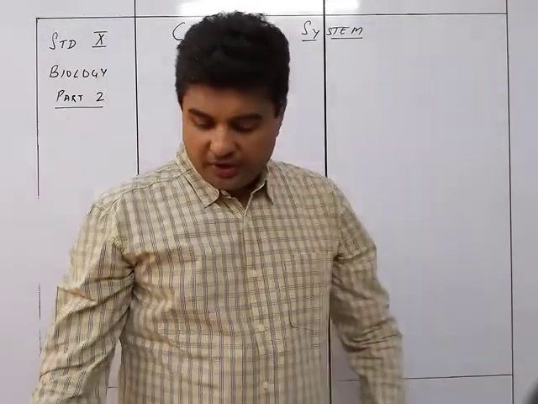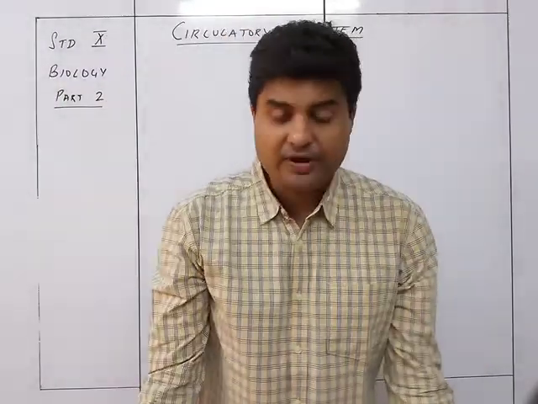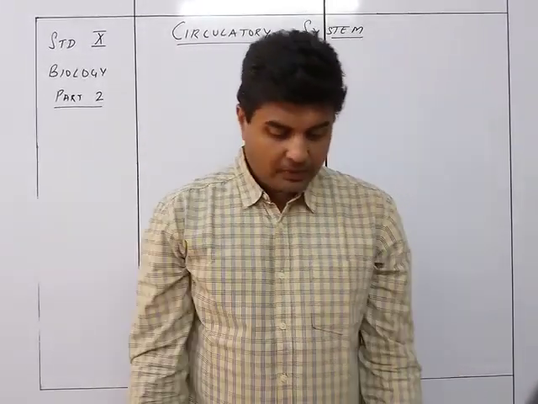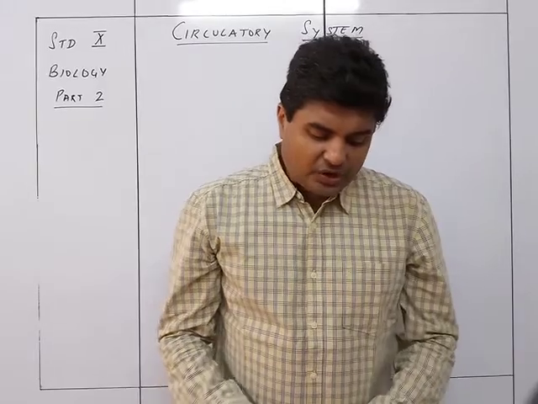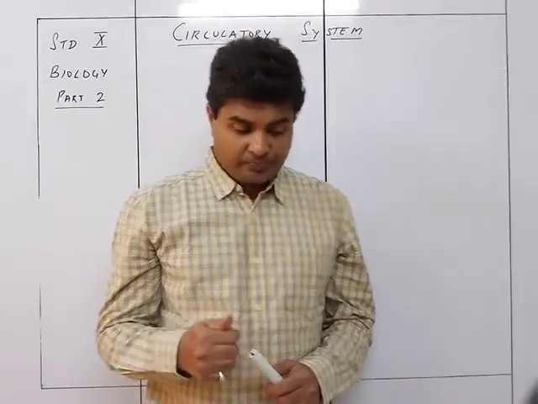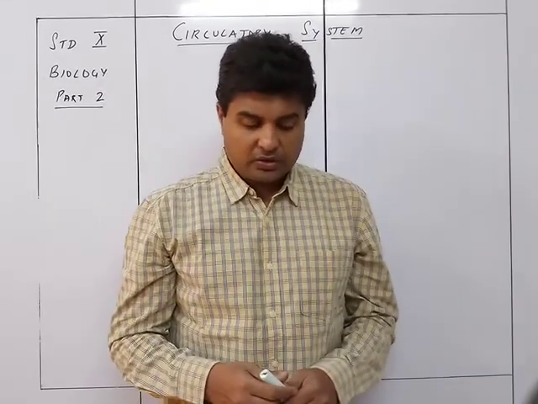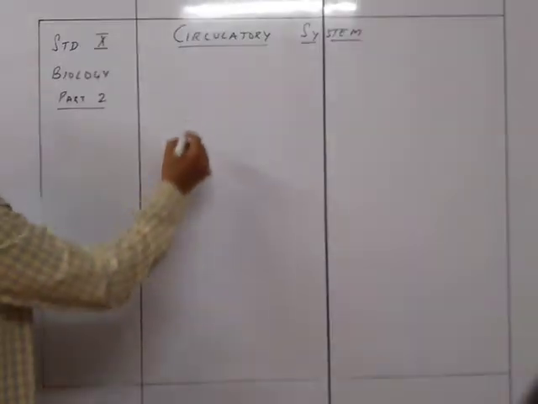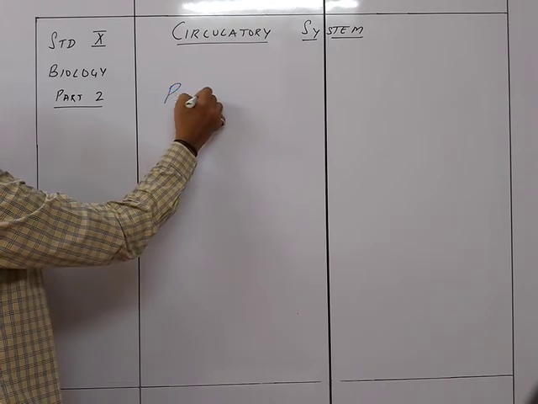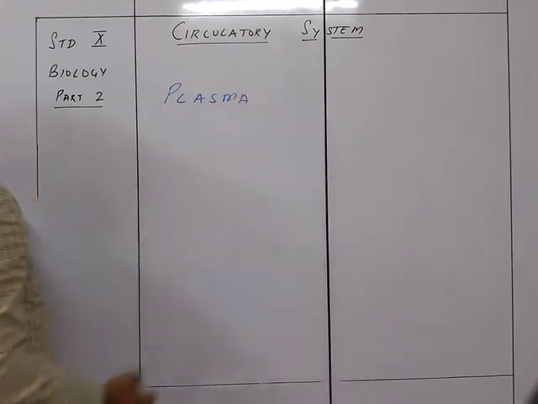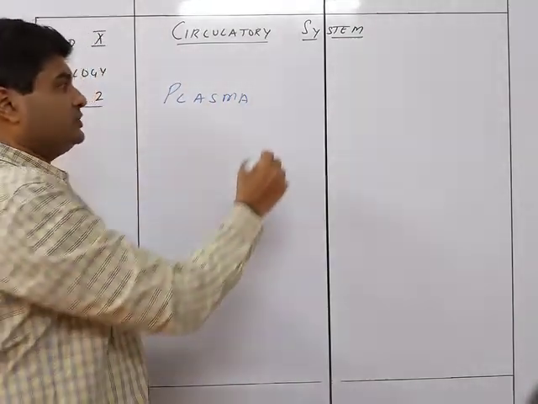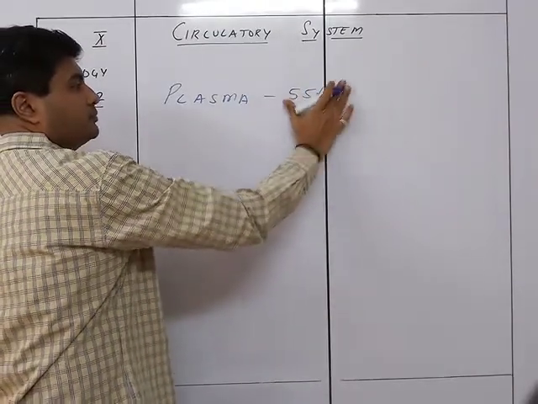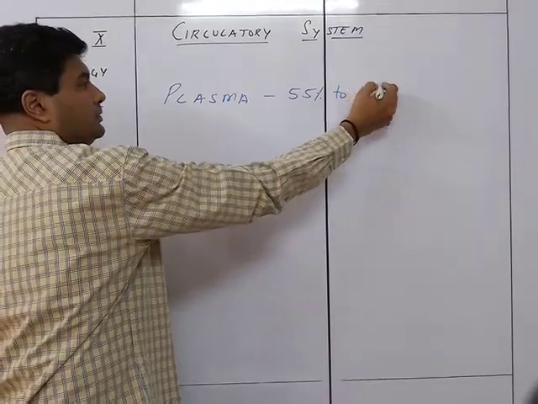In the earlier video we saw the functions of the blood. Now we see the composition of the blood. The blood consists of, first, plasma, the fluid part containing 55 to 60% of the blood. So the first thing it contains is plasma, which is around 55 to 60% of the blood.